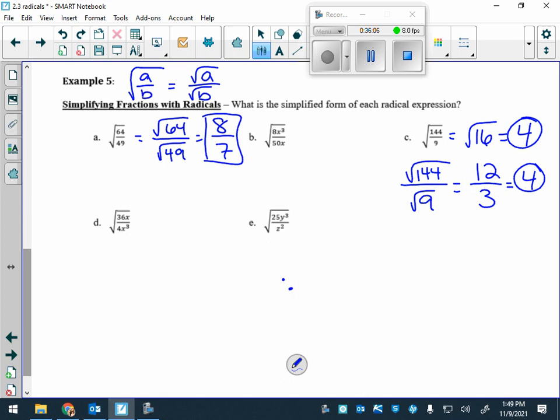So now looking at B with variables involved. Okay. Can we, first and foremost, simplify 8 over 50 as a fraction? Yeah. Okay. Hold on one second. So you divide 8 over 50 by 2. So you get 4 over 25, just for your numbers.